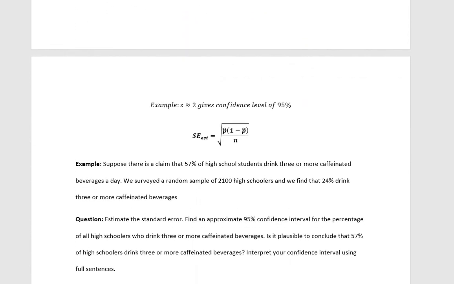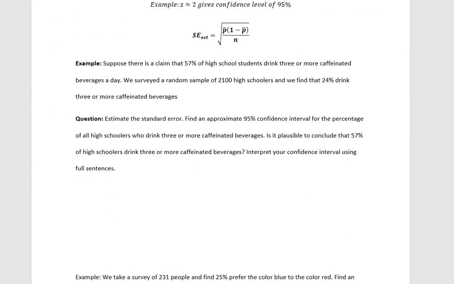Let's go ahead and look at an example of this. Suppose there is a claim that 57% of high schoolers drink 3 or more caffeinated beverages a day. We survey a random sample of 2,100 high schoolers and find that 24% of them drink 3 or more caffeinated beverages. What we're going to do is find the standard error, and find a 95% confidence interval for the percentage of high schoolers who drink 3 or more caffeinated beverages. We want to know if it's actually plausible to conclude their claim given what we saw in our sample.